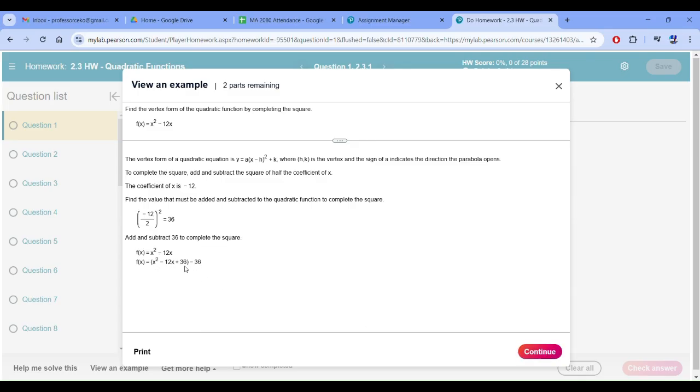Or they just kind of did it like that so that it balances the equation. Now, this x squared minus 12x plus 36 is going to be x minus 6 squared. Boom. And now if you look at this equation, it has a vertex 6 to the right, 36 down.